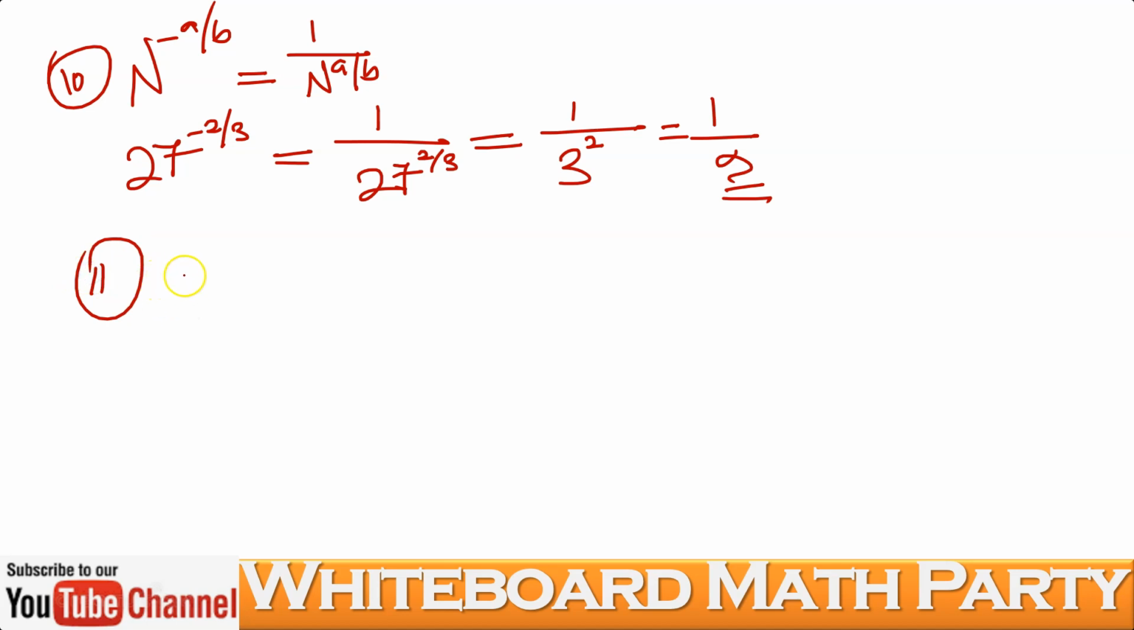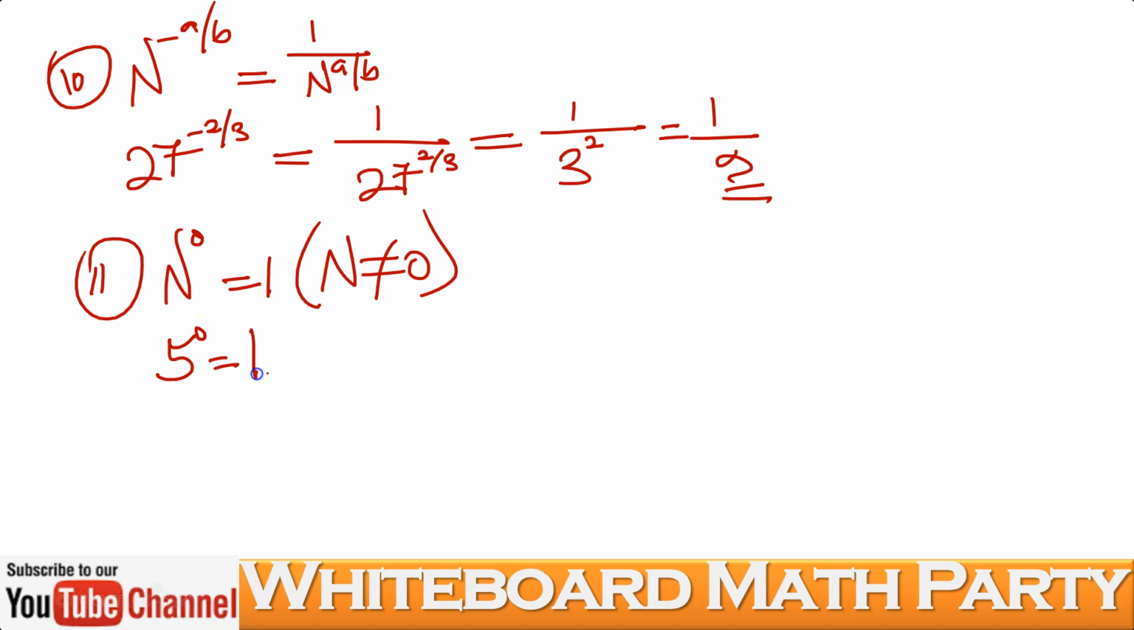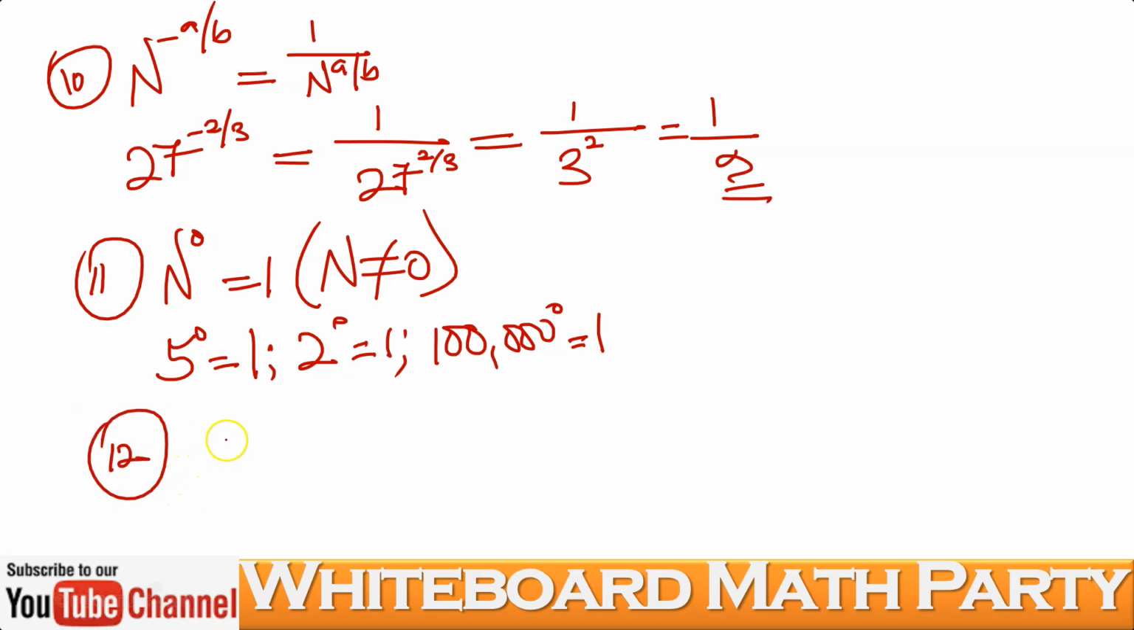Rule number 11. Rule number 11 states that any number to the power of 0 is equal to 1. But note, in this case, the number must not be 0. Let me give you an example. 5 to the power of 0 is the same thing as 1. Yes. 2 to the power of 0 is the same thing as 1. Yes. 100,000 to the power of 0 is the same thing as 1. It's as simple as that. But most importantly, the number must not be 0, because 0 to the power of 0 doesn't work here. Did you get that?